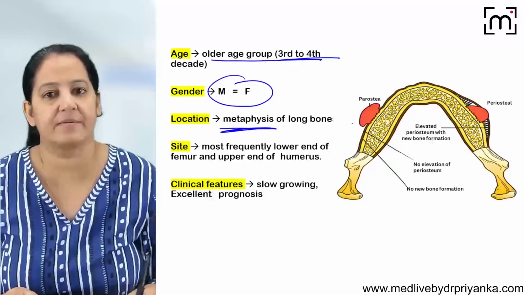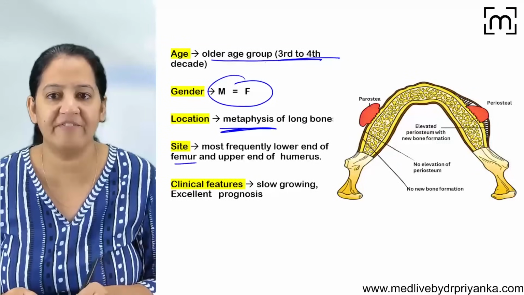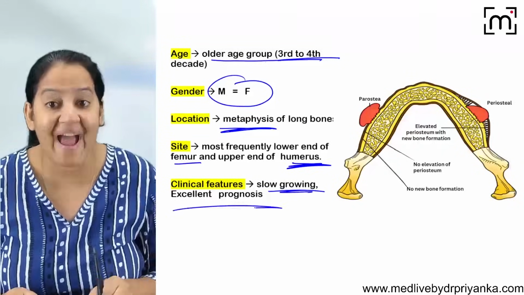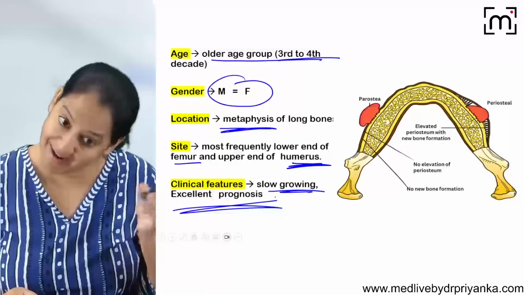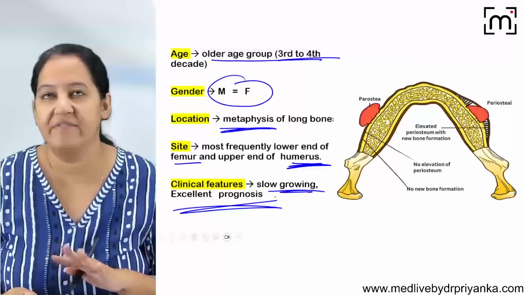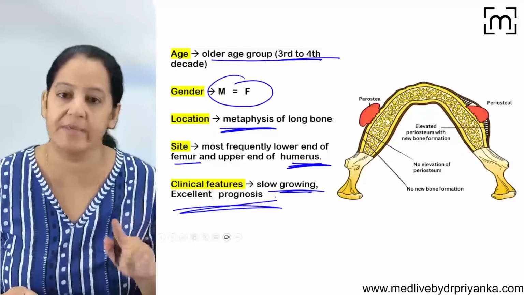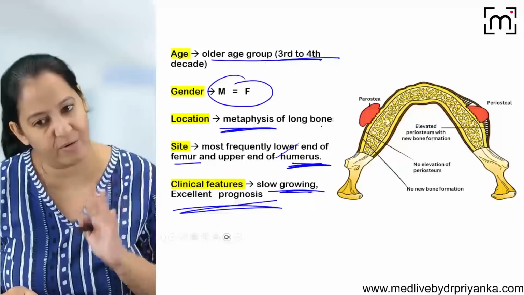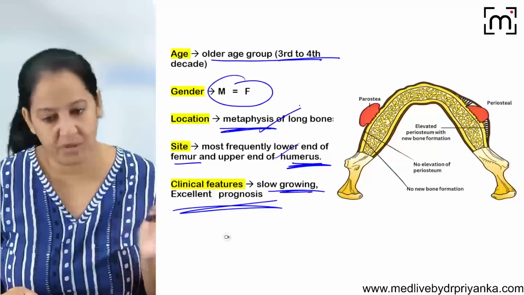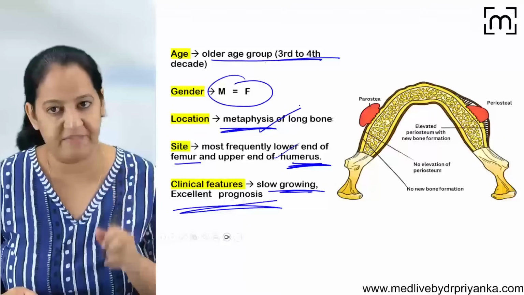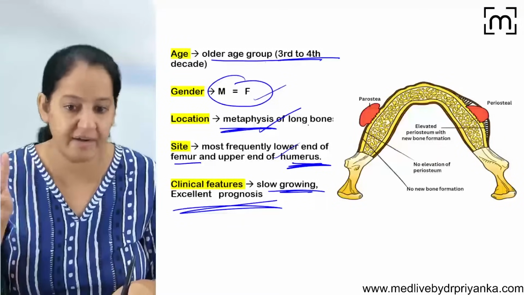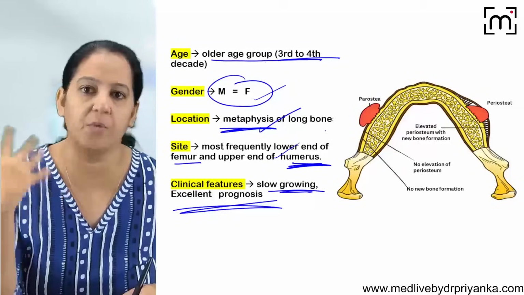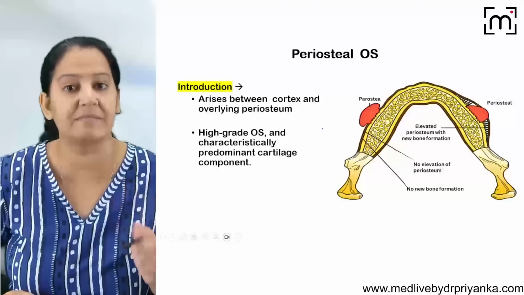Location, it occurs at the metaphysis of the bone. Site, most frequently femur or humerus. And it is slow growing and has excellent prognosis, in contrast again to the central one, which has a worse prognosis and is very fast growing. This one is slow growing, having excellent prognosis. Site is more or less the same. You can see it can occur on femur as well as humerus. Location is also the same as that of central. Both of them are at the metaphysis, but gender predilection is different. Here it is the same in male and female, but in contrast to the central one, which was more common in male. So you have to see the differences from the central one.